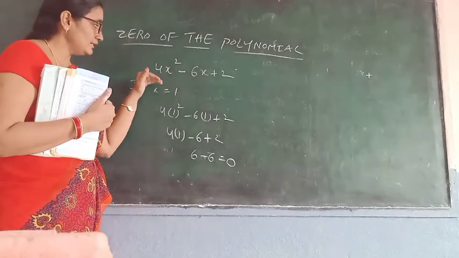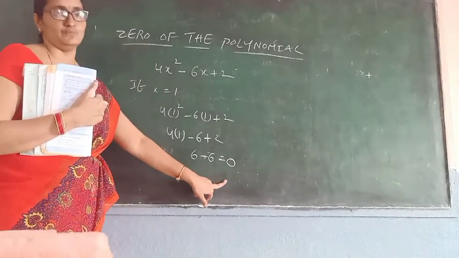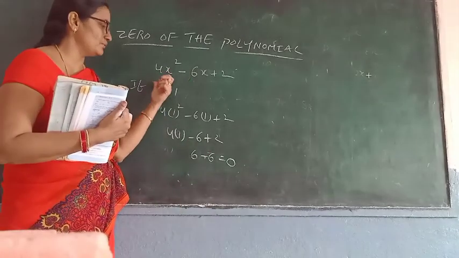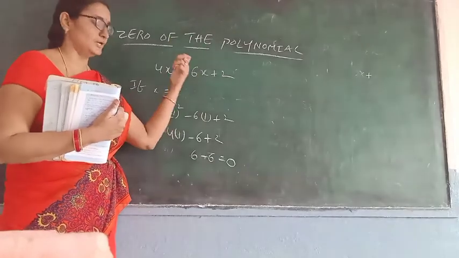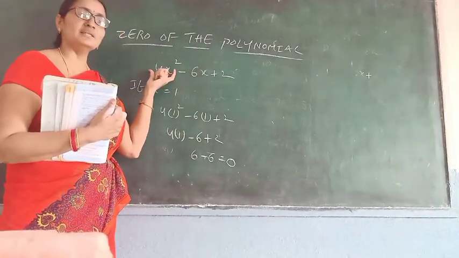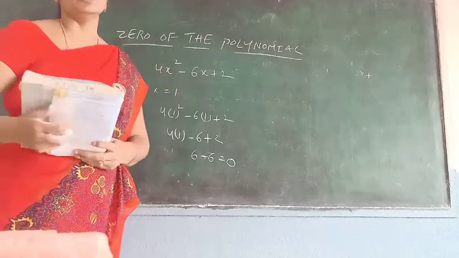And then 1 in the polynomial, when we substitute it, automatic value of 0. So ilaga manu a value to substitute chese nappudu then e polynomial value 0 aipothundo deeni 1 e polynomial ki 0 of the polynomial antamu, root of the polynomial ani kuda cheptamu.